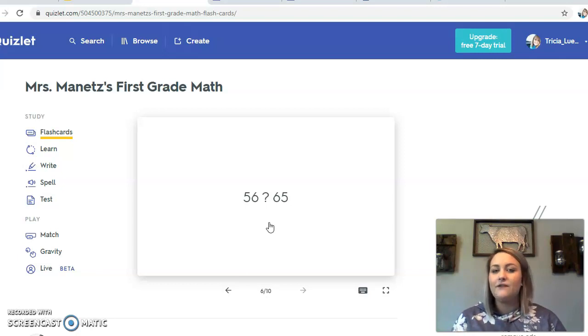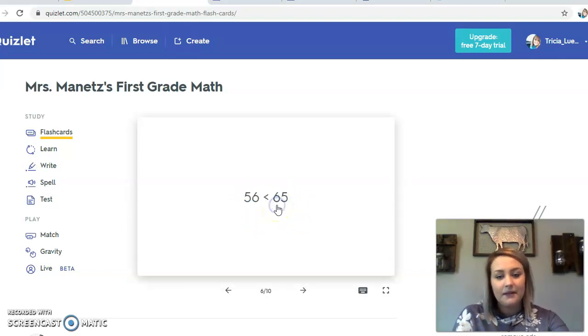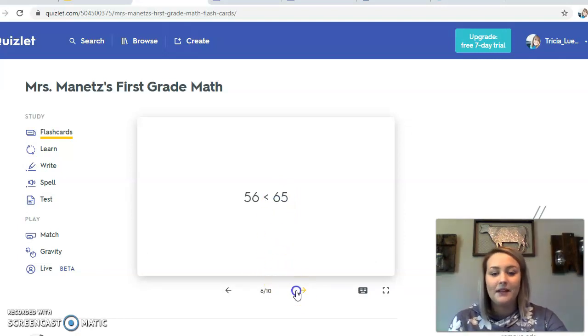56 or 65. If you're unsure, remember, count by your tens. Which tens place is bigger? The 6. Okay, there are some of these too.